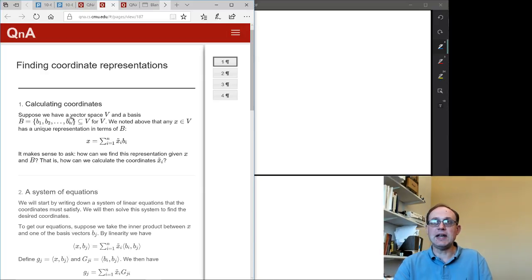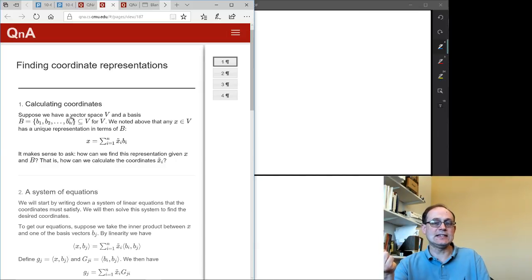So linearly dependent means that you can make 0 as a linear combination. Linearly independent means that you can't. So there's no way to make 0 as a linear combination of our vectors except by setting all of the coefficients to 0.